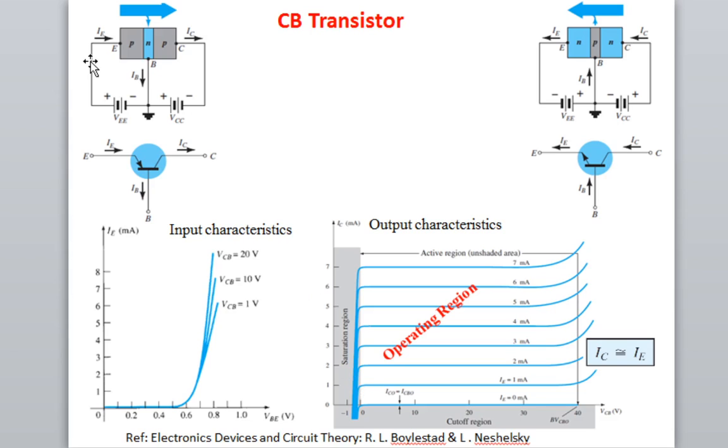So if you keep on increasing the IE, you are getting IC. IC is increasing with increasing IE. IE 0, 1 milliampere, 2 milliampere, 3, 4, 5, 6, and accordingly you are getting IC. If IE is 1 milliampere, IC is also 1 milliampere. If IE is 2 milliampere, IC is also 2 milliampere. IE 3, IC 3; 4, 4; 5, 5; 6, 6. So it means IC is always equal to IE in case of common base configuration.